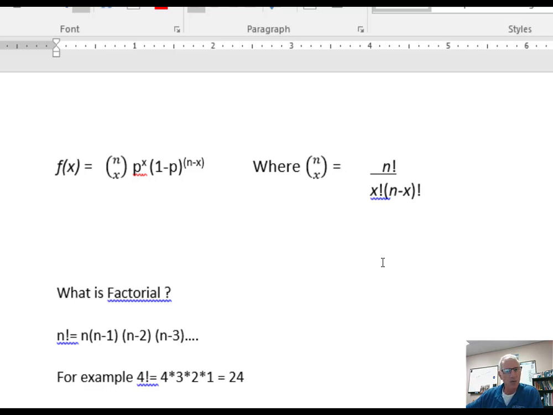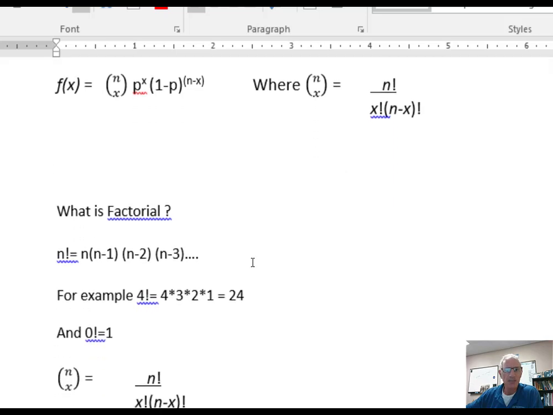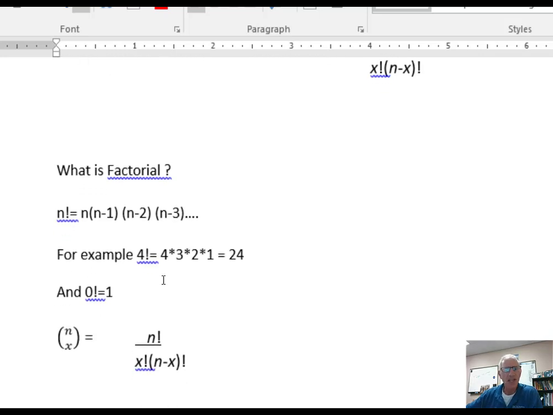And I wonder if you're thinking, what is a factorial? It's fairly simple. It's just n exclamation point, which equals, in algebraic terms, n times n minus 1 times n minus 2 times n minus 3 and so on. So for example, 4 factorial, represented as 4 exclamation point, is 4 times 3 times 2 times 1, which equals 24. 5 factorial would be 5 times 4 times 3 times 2 times 1, or 3 factorial would be 3 times 2 times 1. And oh, don't forget, 0 factorial equals 1.